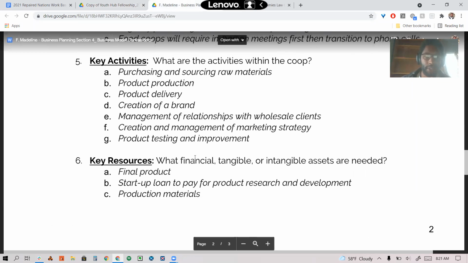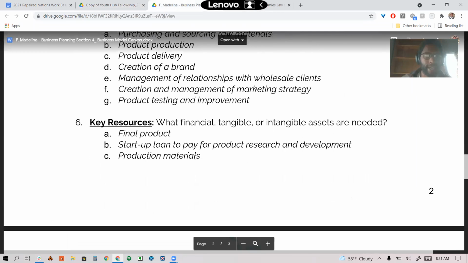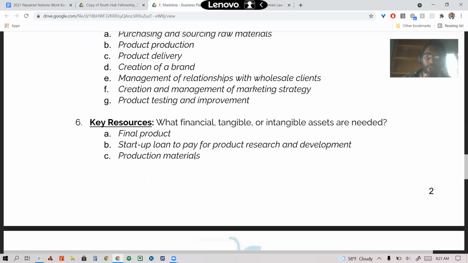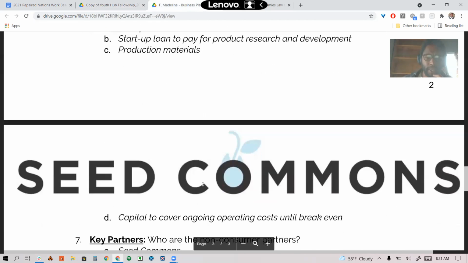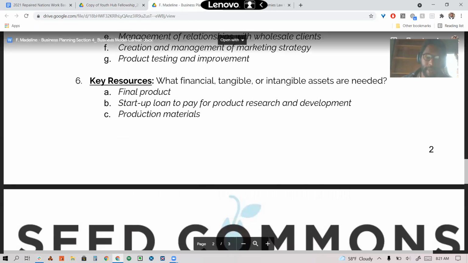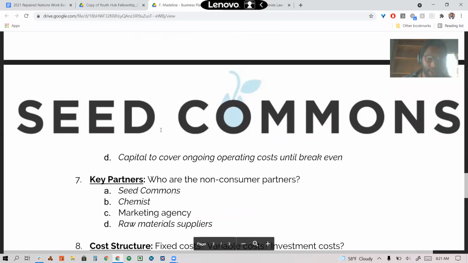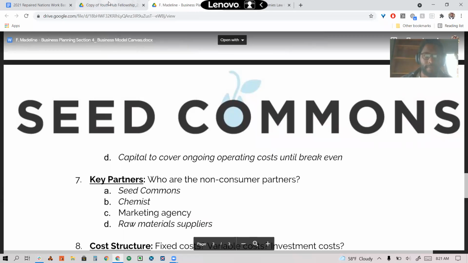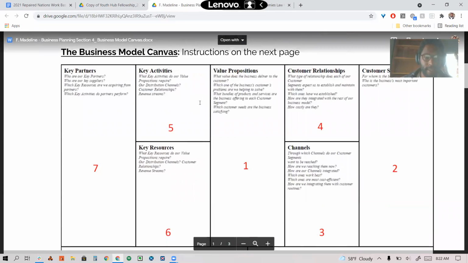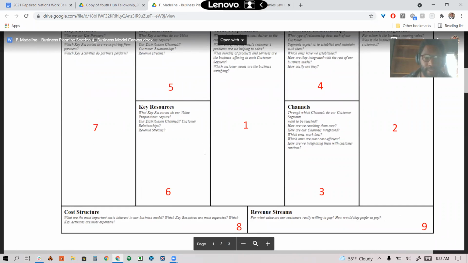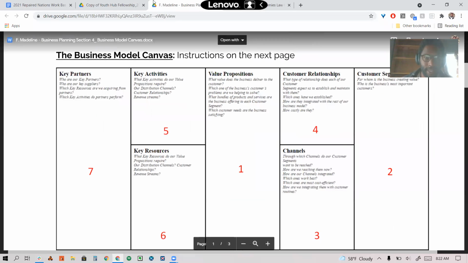When looking at key resources, you're asking yourself simply what financial, tangible, or intangible assets are needed. Here in this example, they're talking about the final product, startup loan, production materials, capital to cover operating costs. And so that is key resources, just underneath of key activities.